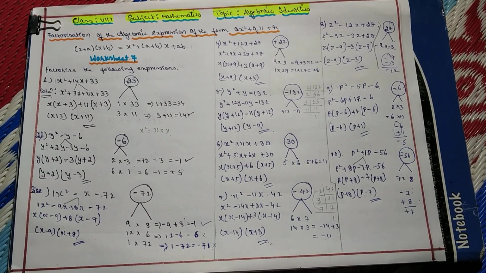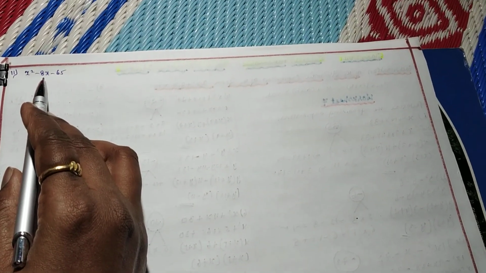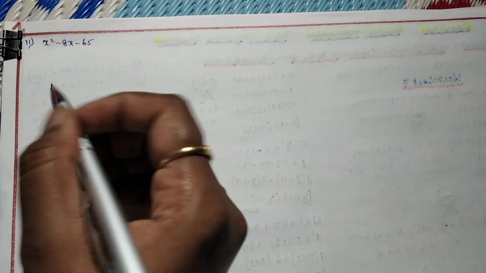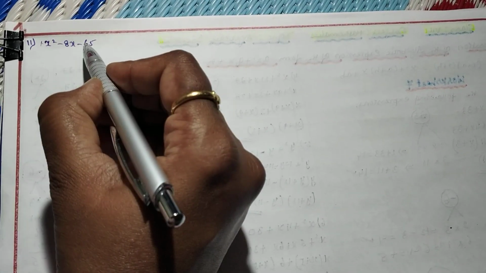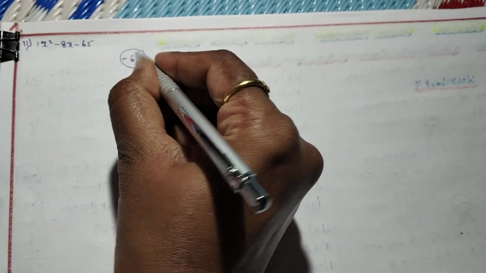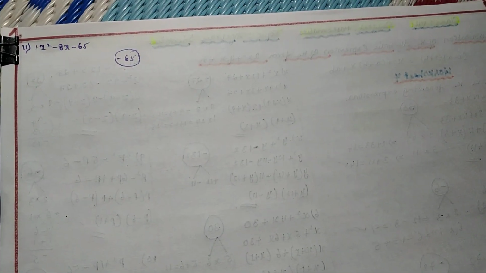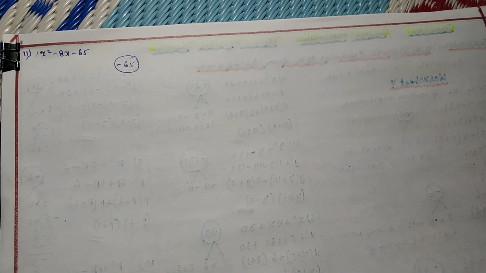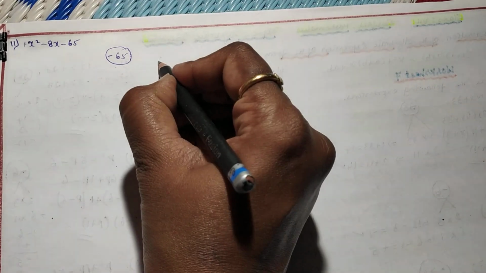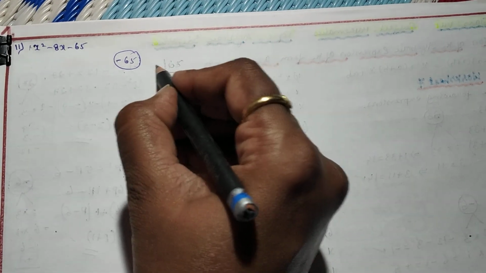Now let me move to 11th question. x square minus 8x minus 65. So here the product of coefficient of x square with the constant is minus 65. This is the first step. Second step is choosing the table. So minus 65. Suppose if we do not know, then you go for prime factorization of 65 for choosing the product of table. Right? So I'll go with the 5 table.